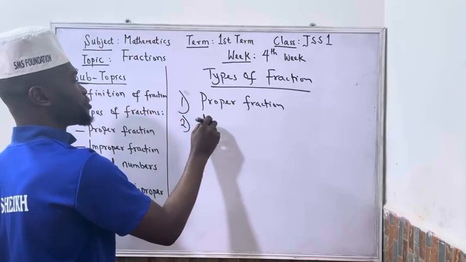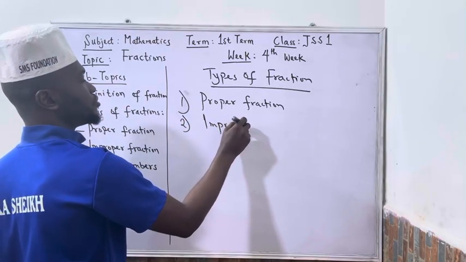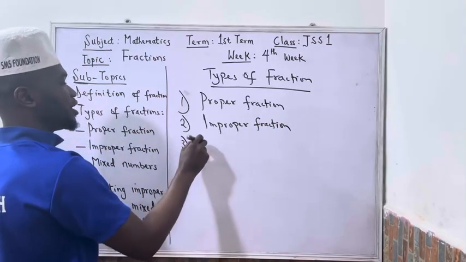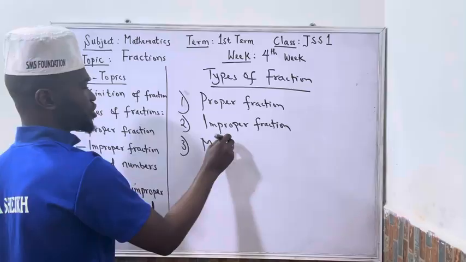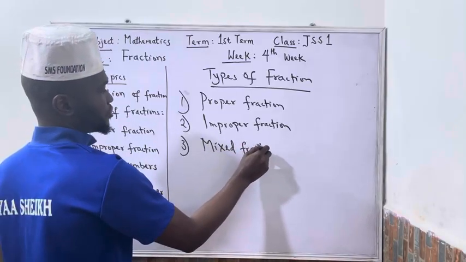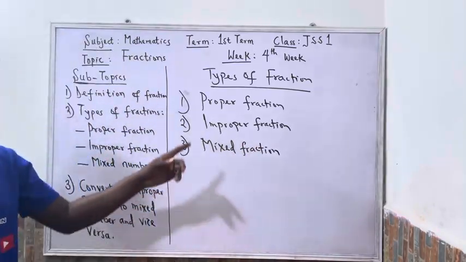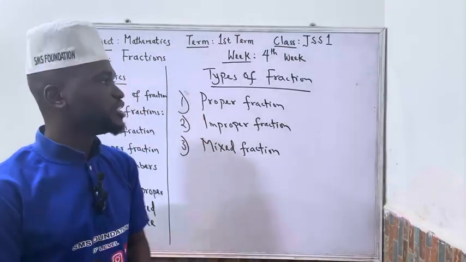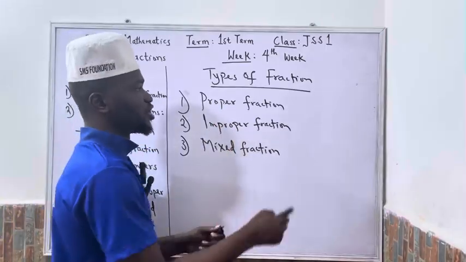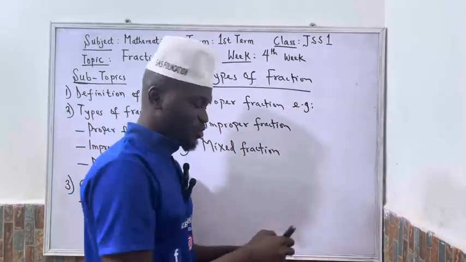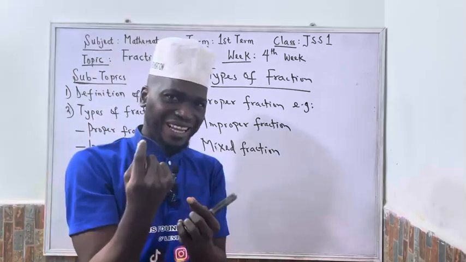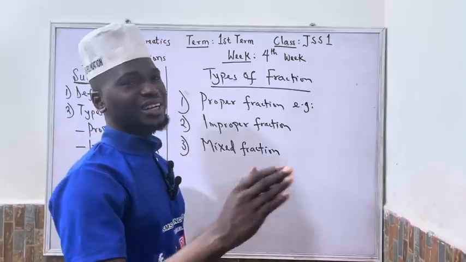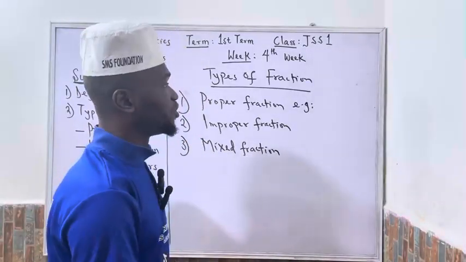Secondly, we have the improper fraction. And thirdly, we have the mixed fraction. Now, for proper fraction, when the numerator is smaller than the denominator, we are going to have a proper fraction. When the numerator, the number on top, is smaller than the number at the bottom, we have a proper fraction. You can create thousands of examples on your own.